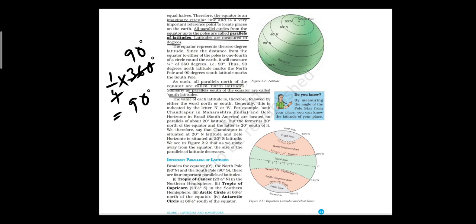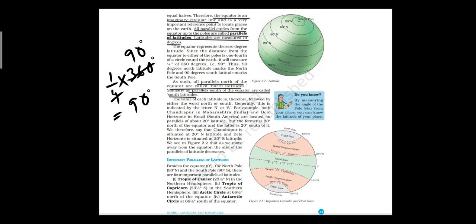Therefore, the equator is an imaginary circular line and is a very important reference point to locate places on the earth. So, the equator is a circular line which is drawn all over the earth. Not exactly drawn because it is an imaginary line, but it goes all over the earth. It is a circular line, not just a straight one, and it is a reference point which is used to locate different places on the earth.